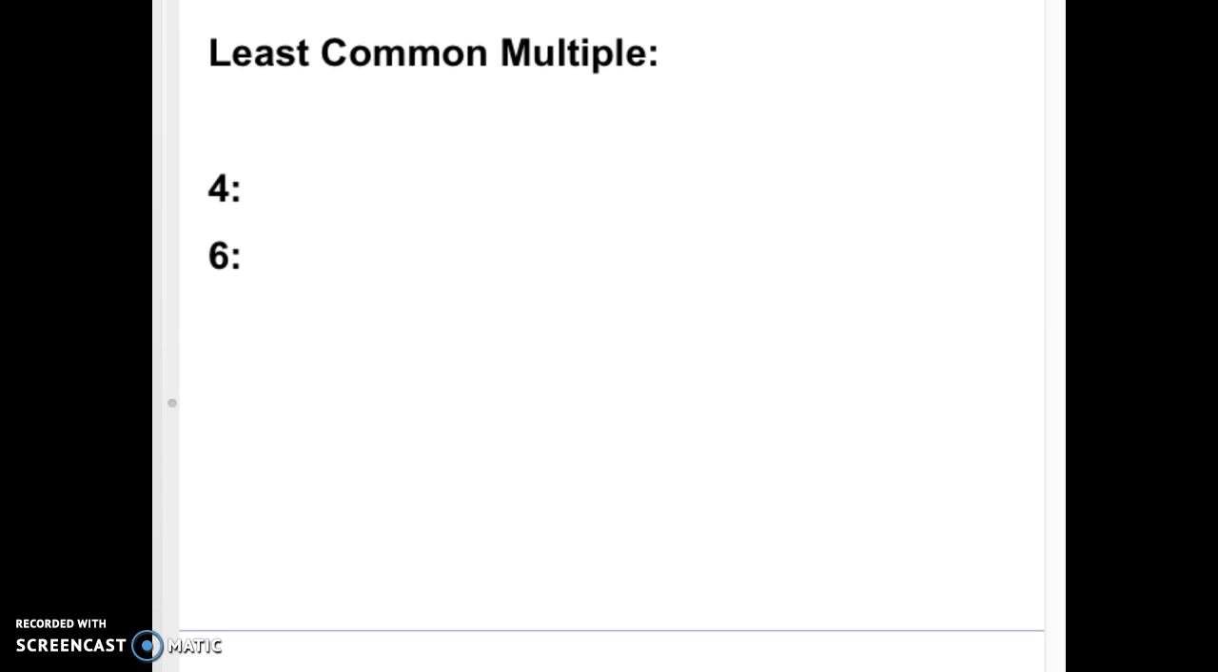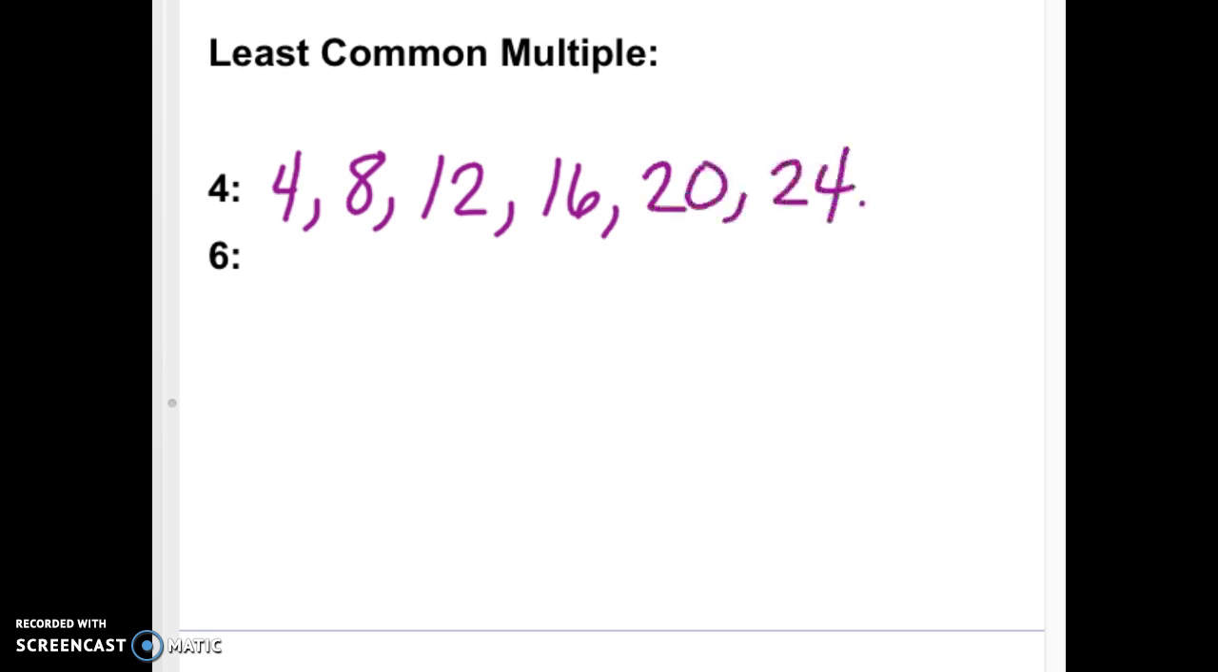In my next example, I want to talk about least common multiple. This is when you're listing the multiples of 2 numbers and trying to find the smallest multiple that the 2 numbers share. So if I list the multiples of 4, I count by 4s. And then I'm going to list the multiples of 6. I'm going to count by 6s.